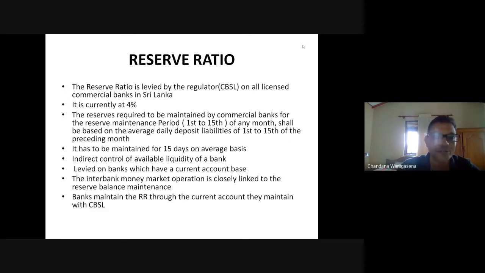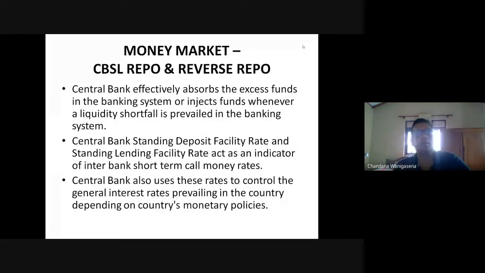So if there is an issue, like I said, we have to go to the interbank money market, and if we have an issue, we can take money from the interbank money market and deposit it in the central bank. For that, we use the current account we have with the central bank to do this transaction, right? So this is about the reserve ratio.